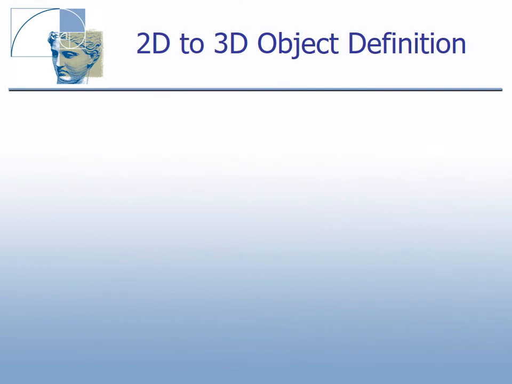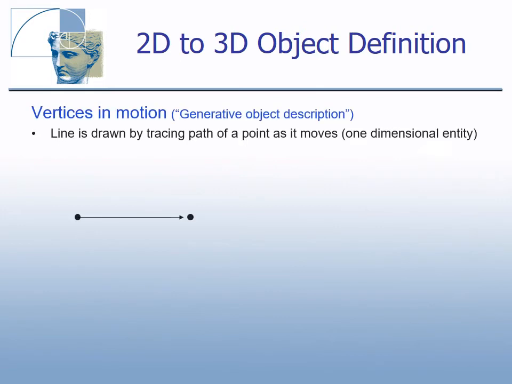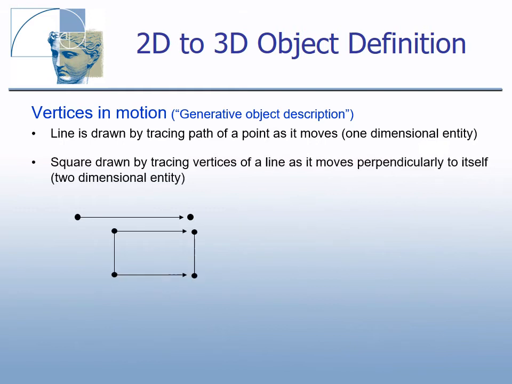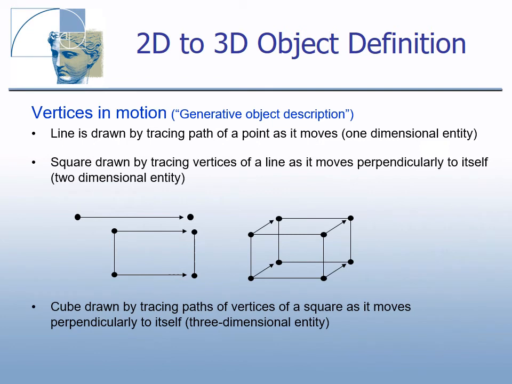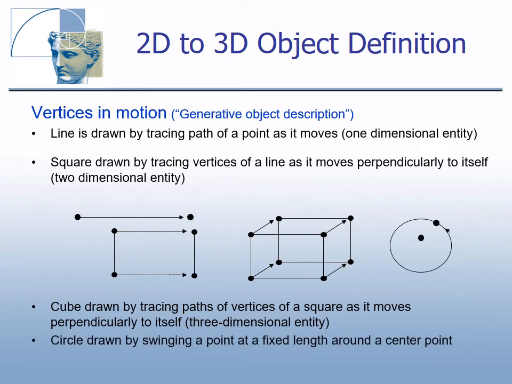Now we can make a step one dimension higher. First, let us discuss how objects can be defined using objects of lower dimension. A line is drawn by tracing the path of a point as it moves. A square is drawn by tracing the vertices of a line as it moves perpendicularly to itself. A cube is drawn by tracing the paths of vertices of a square as it moves perpendicularly to itself. A circle is drawn by swinging a point at a fixed length around a center point. These operations show that vertices remain important in any dimension.